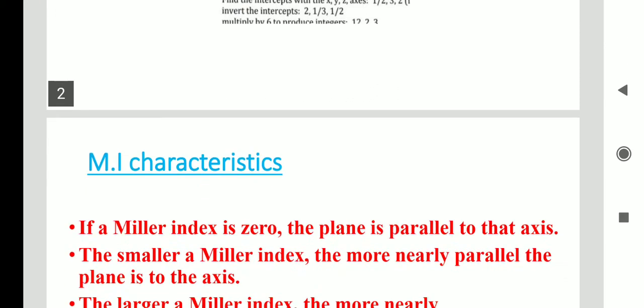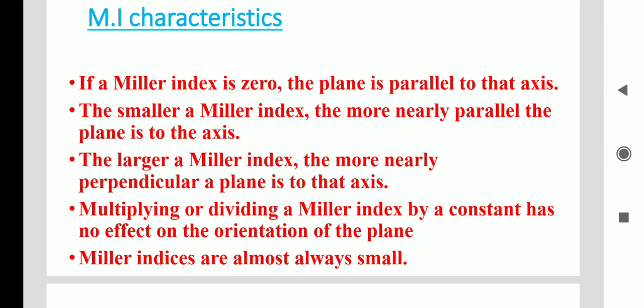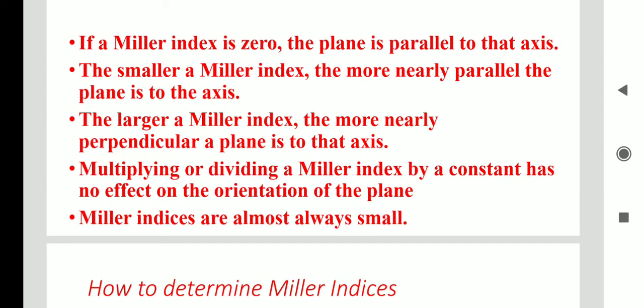Let's see Miller indices characteristics. If a Miller index is 0, the plane is parallel to that axis. If the Miller index is smaller, the more nearly parallel the plane is to the axis. If the Miller index is larger, the more nearly perpendicular the plane is to that axis.